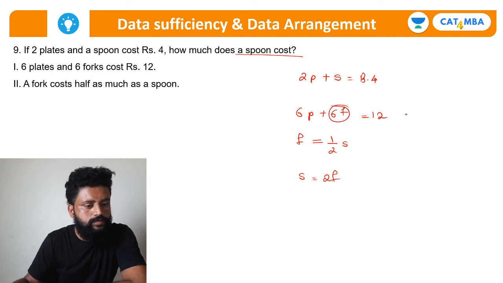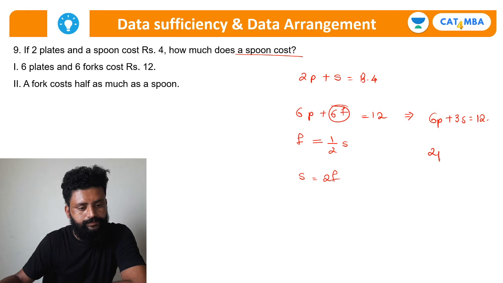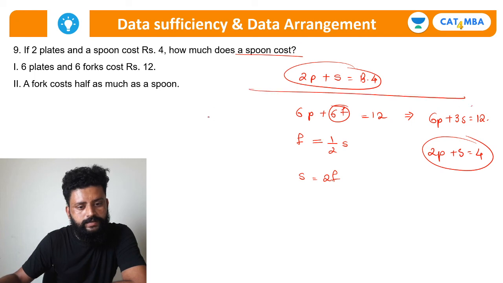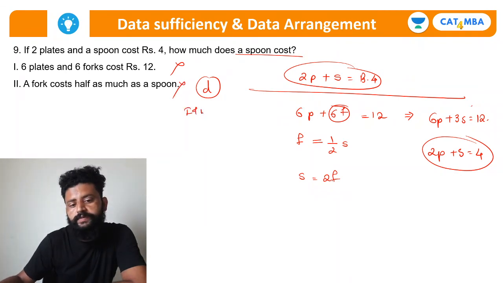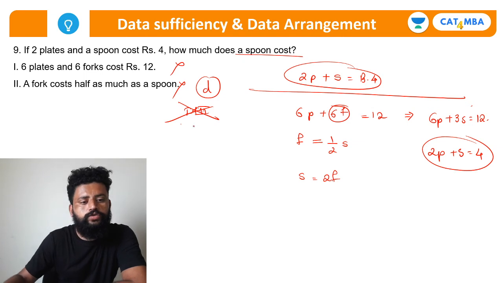So this must be 3s. 6 plus 3s is 12. But the problem is, if you solve this with 2p plus s as 4, which we already know, so we cannot solve this. So answer will be D. Neither of the statements is sufficient, even 1 and 2, if we combine together, they will not be able to solve this question.